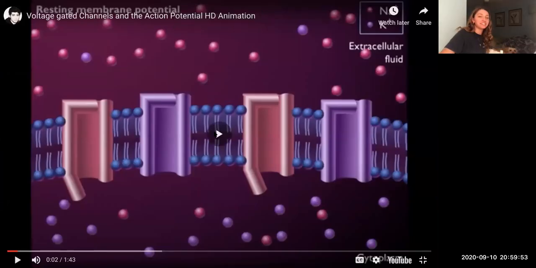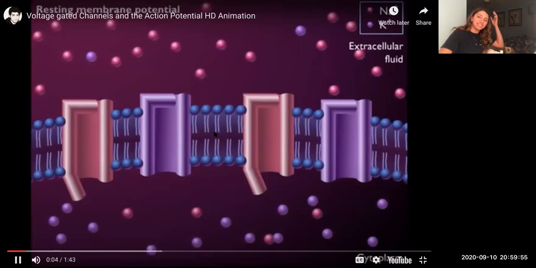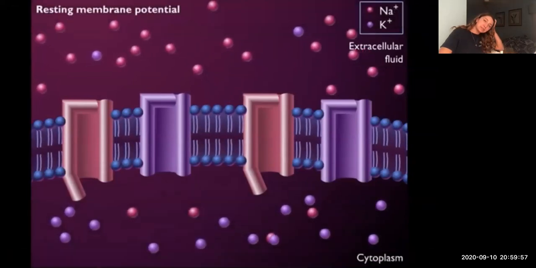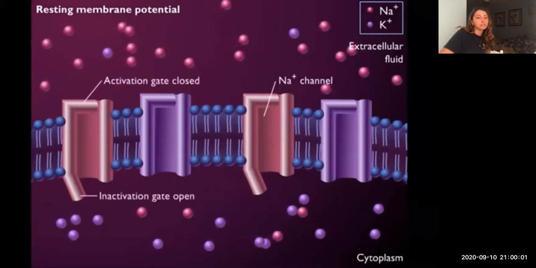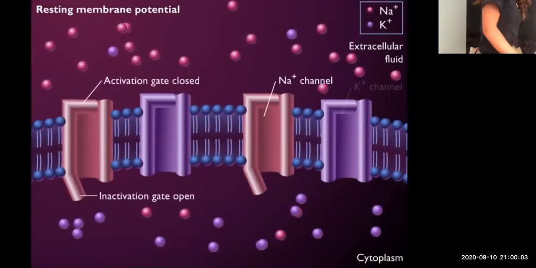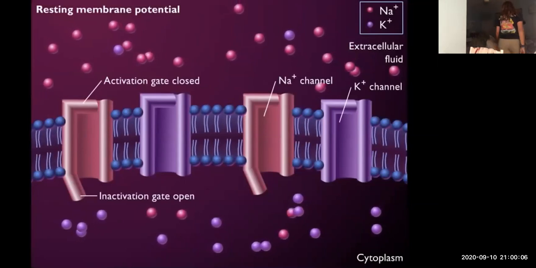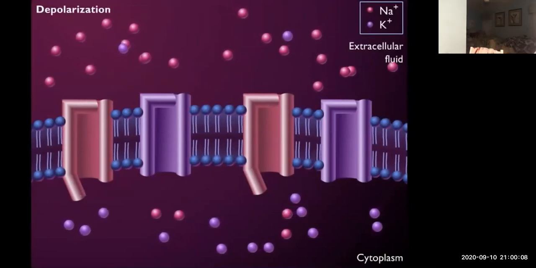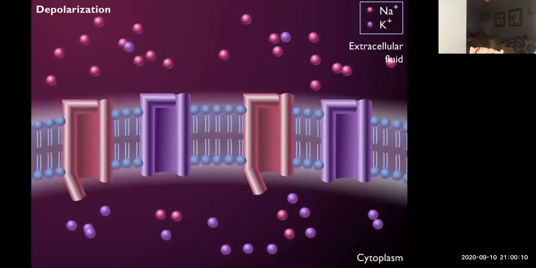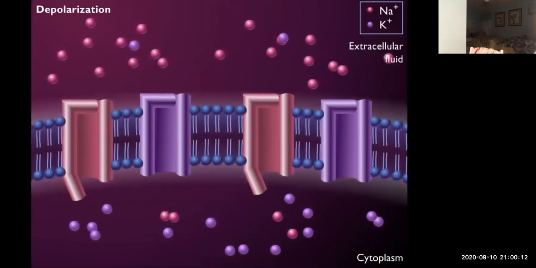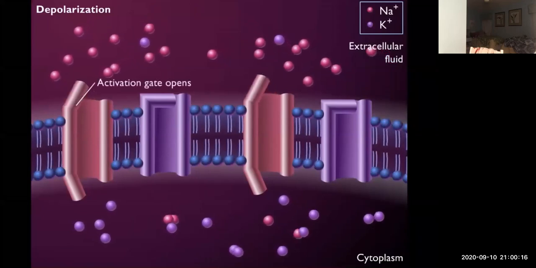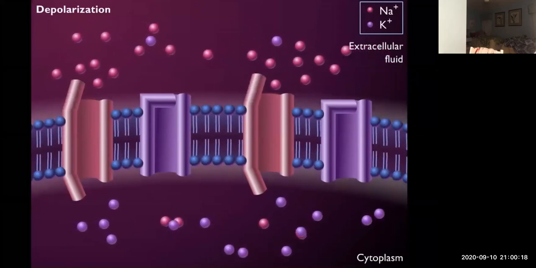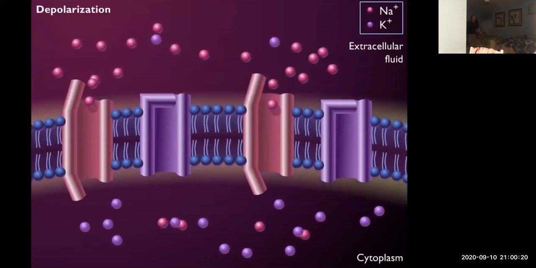All right. At resting membrane potential, the activation gates of the voltage-gated sodium ion channels are closed and the inactivation gates are open. Voltage-gated potassium ion channels are closed. Depolarization is initiated by a stimulus which makes the membrane potential more positive, causing the voltage-gated sodium ion channels to start to open. As threshold is reached, many sodium channels open.